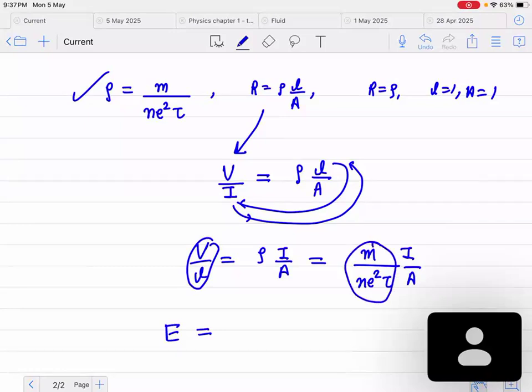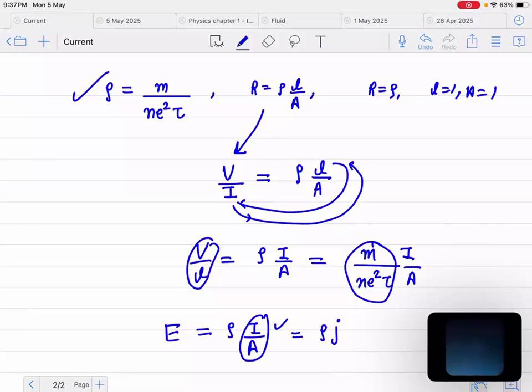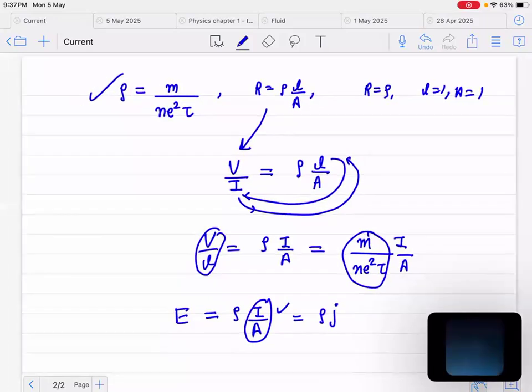This m upon n e squared tau, or rho, I upon A. But what is I upon A? I hope you know very well. What is I upon A? Current density. Yes, sir. So E is equal to rho J.